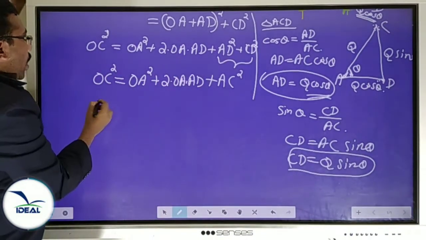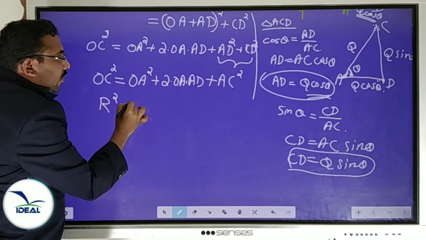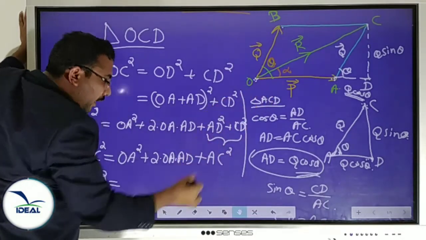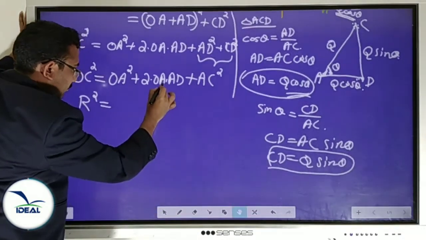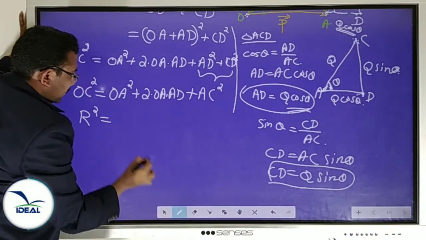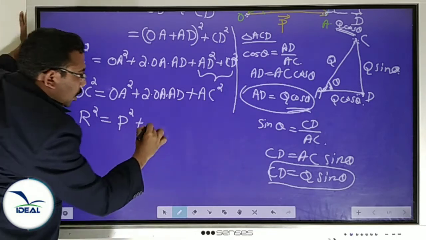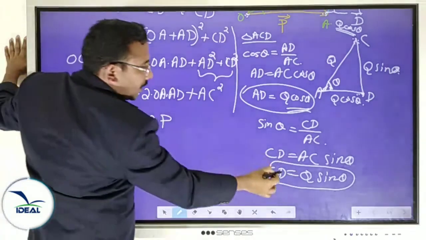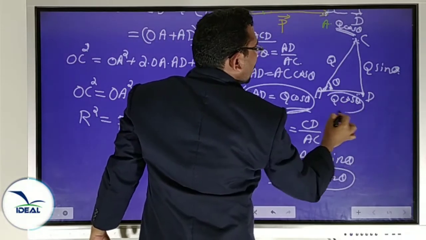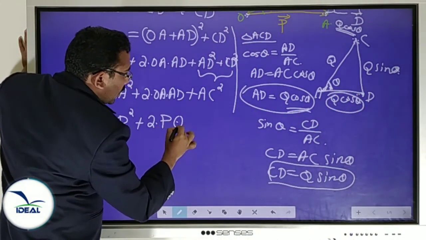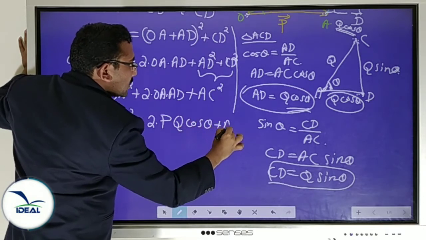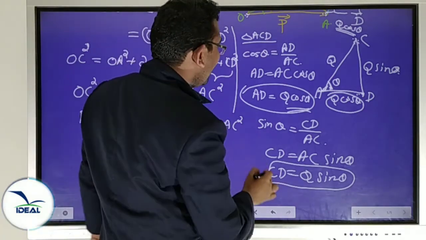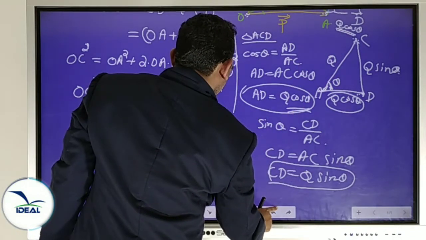Look here. OC is R. That is R square. It's equal to, what is OA? It's P. P square plus 2 into P into what is AD? Here AD is equal to Q cos theta. P into Q cos theta plus AC square. What is AC? AC is Q. That is Q square.